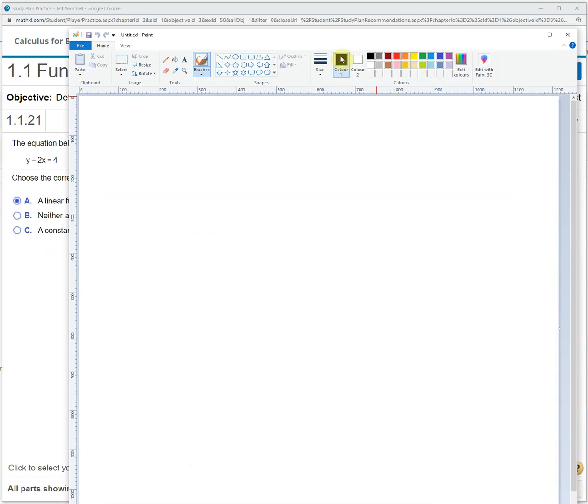This is just paint. Sorry about this, but it just works easier. I'm using a mouse, so bear with me. Here's my axis, here's the line y equals 2. Right? That's a constant function. No matter what value of x you pick, you could pick x equals any number, 1, 2, 117, -3000.4, y is always equal to 2. Y is constant. This is still a function though, right?